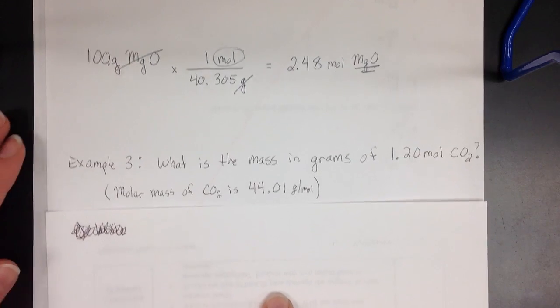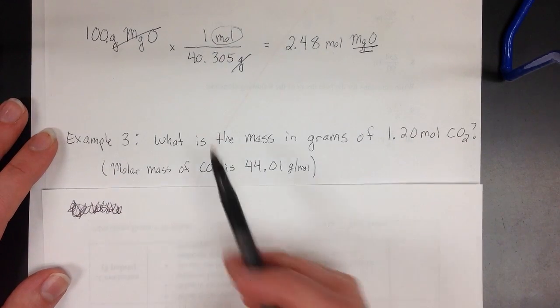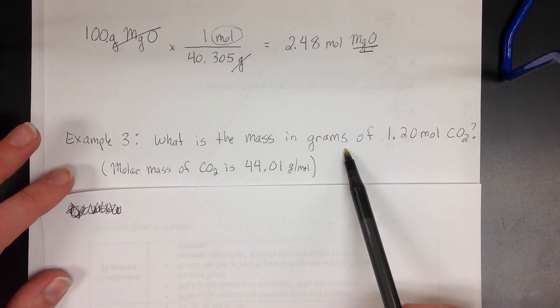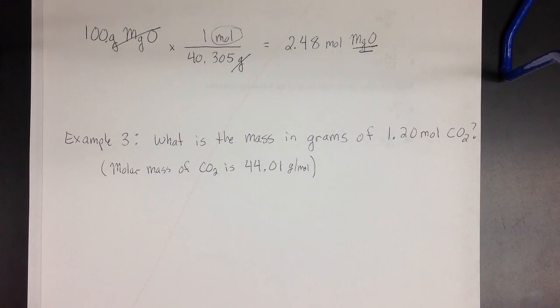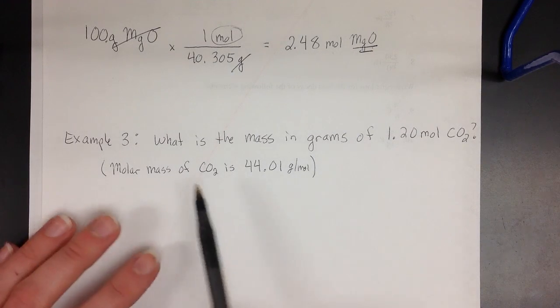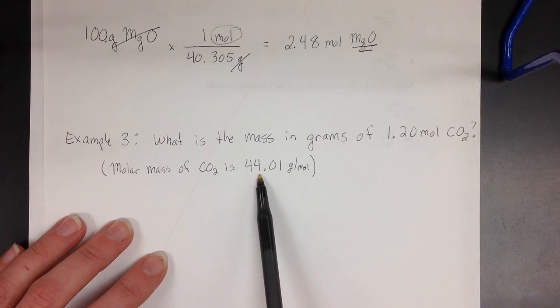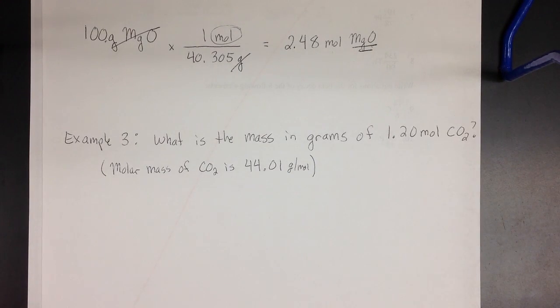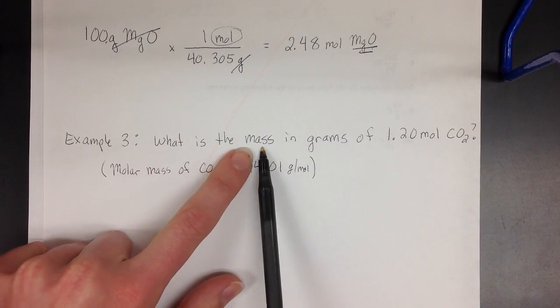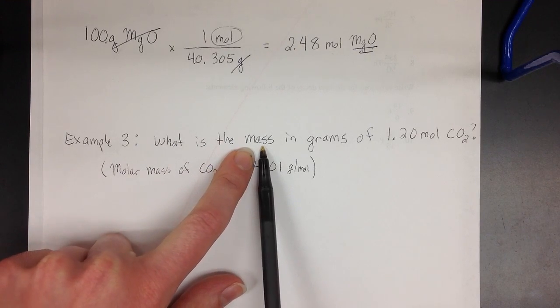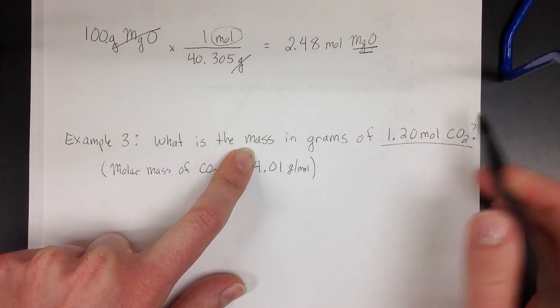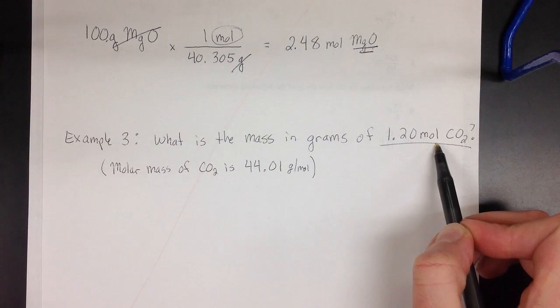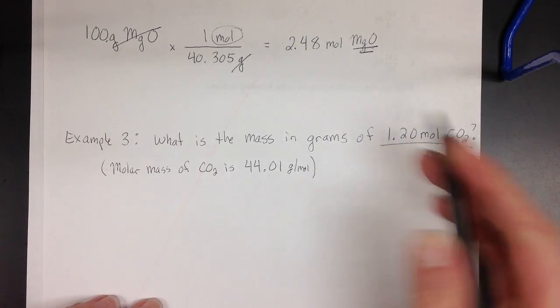Let's look at the opposite process. In this case, what is the mass in grams of 1.20 moles of CO2? And I'm giving you the molar mass of CO2 is 44.01 grams per mole. The only difference is that now it's asking for mass, and it is giving me moles. So in this case, I am starting with moles, trying to end in grams.